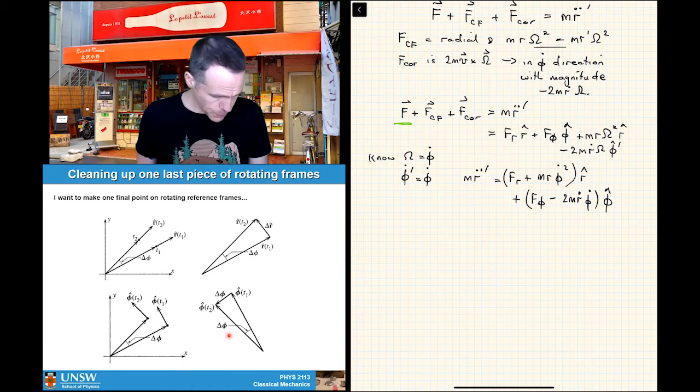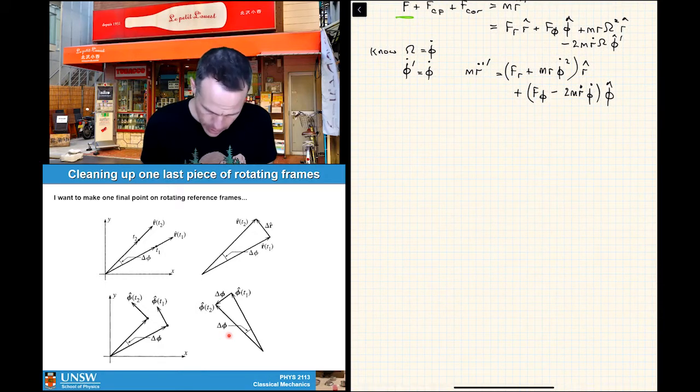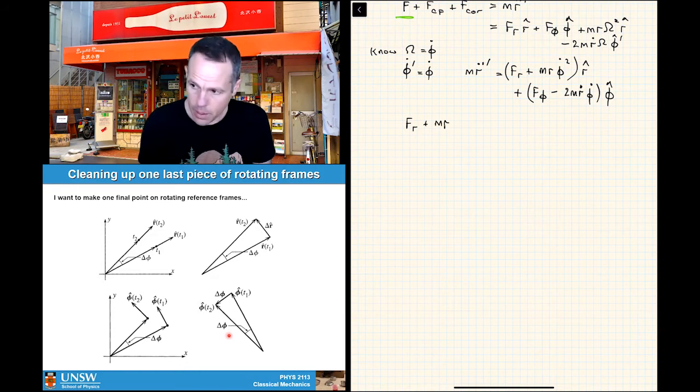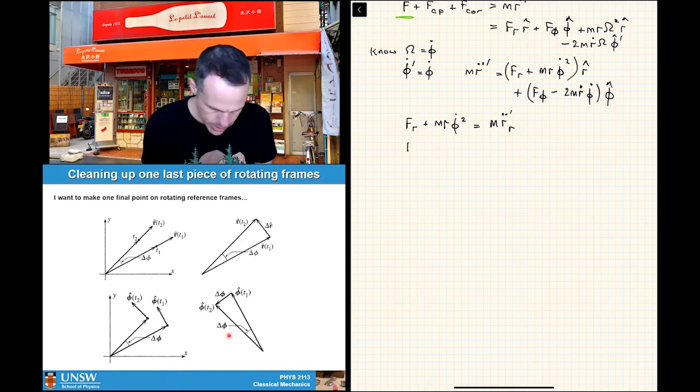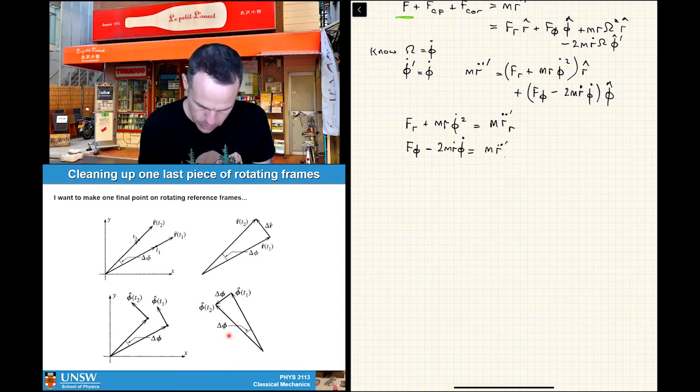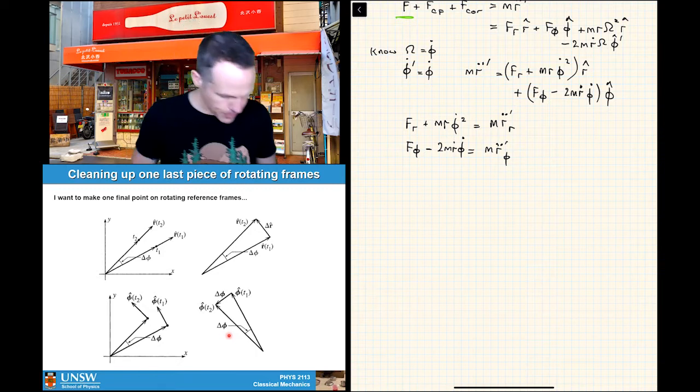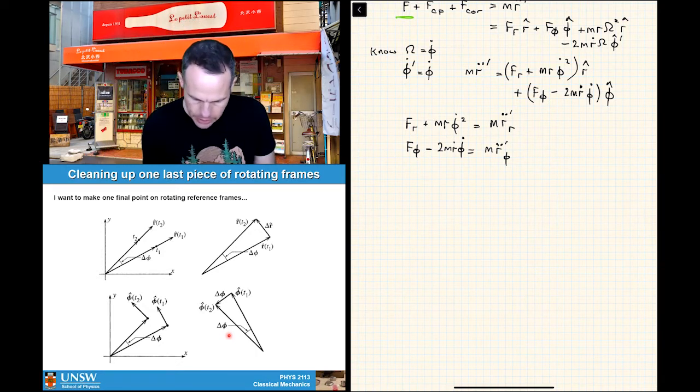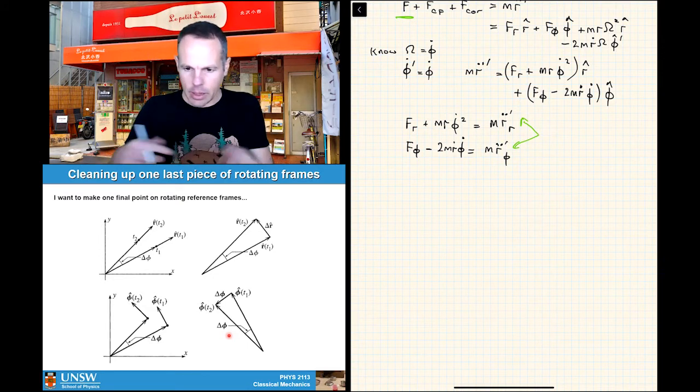And so we can pull this down one more step here and basically write that f of r plus m r phi dot squared is equal to m r double dot dash in the radial direction, so there's our radial component, and then f of phi minus 2 m r dot phi dot is equal to m r double dot in the phi direction just here, okay? And what I'm basically saying here on this right hand side is that my change in position can be made up of some radial component and some phi component, okay?